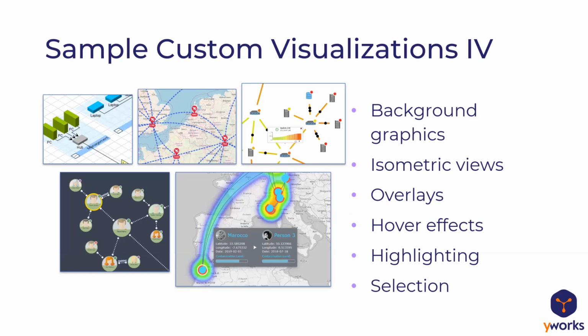But it's not just about rendering the graph elements. Likewise, we can add and change background graphics, render diagrams in isometric views. We can add overlays, maps, imagery, and other utility visualizations in the background or as part of the diagram. And of course, the visualization can react to user gestures with custom highlighting and selection rendering, etc.